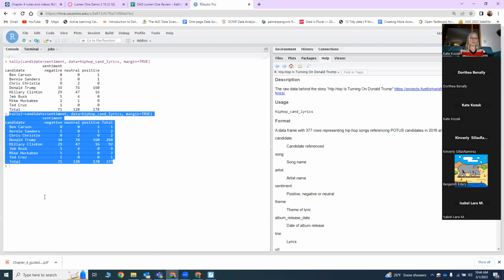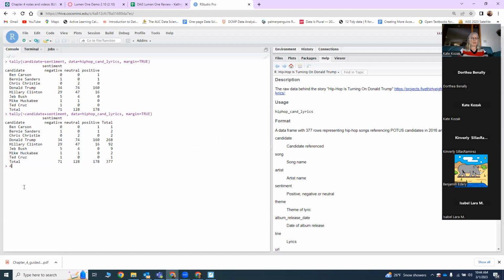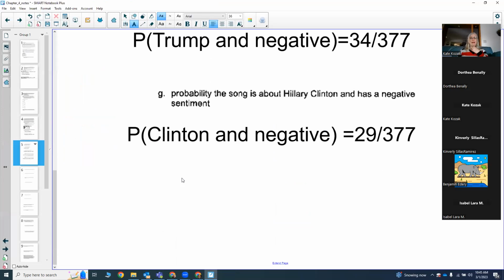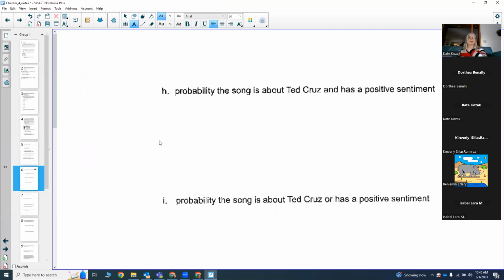Since I don't have a calculator on me, I'll just go over here and type it. So 34 out of 377 is 0.09, and 29 out of 377 is 0.07. So yes, it is a little bit higher that he had more than she did. Okay. Let's do some more questions.